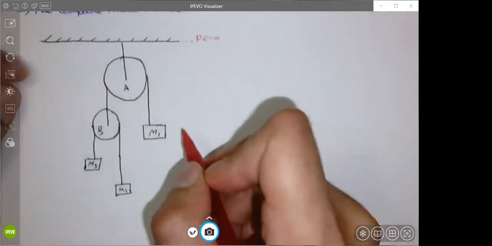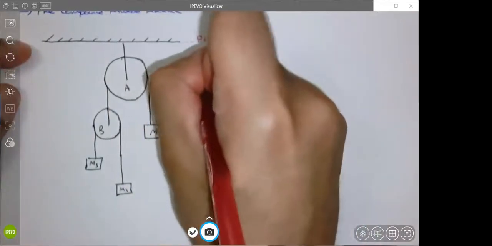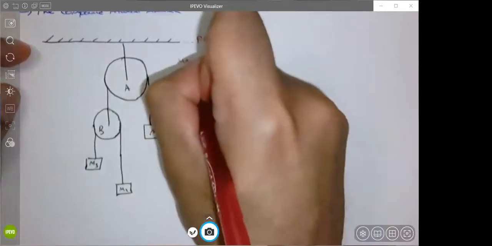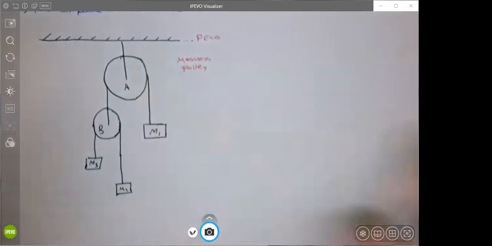The first assumption is that we are dealing with massless pulleys. So there's no mass here, there's no mass here. We don't have to deal with rotational kinetic energy.